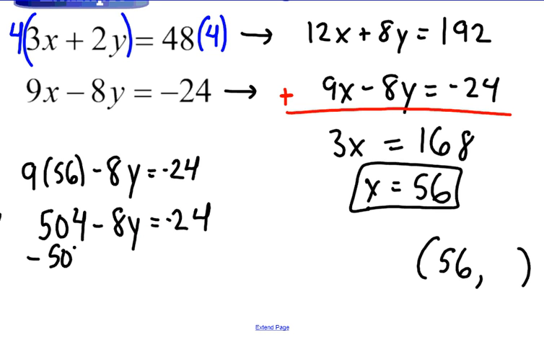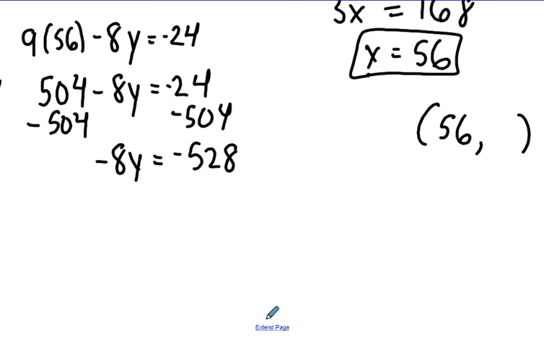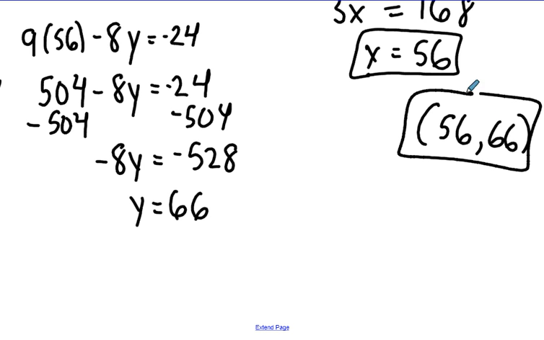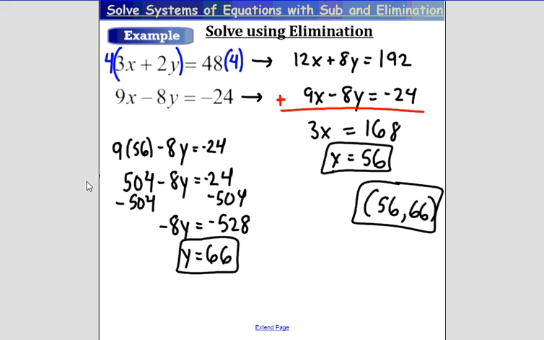Subtract 504 from each side. I then get -8y equals -24 minus 504. You might need to use a calculator and make sure you're keeping track of your signs. You get -528. Divide by -8, and you'll get that the y coordinate is 66. So these two lines should cross when x is 56 and y is 66.